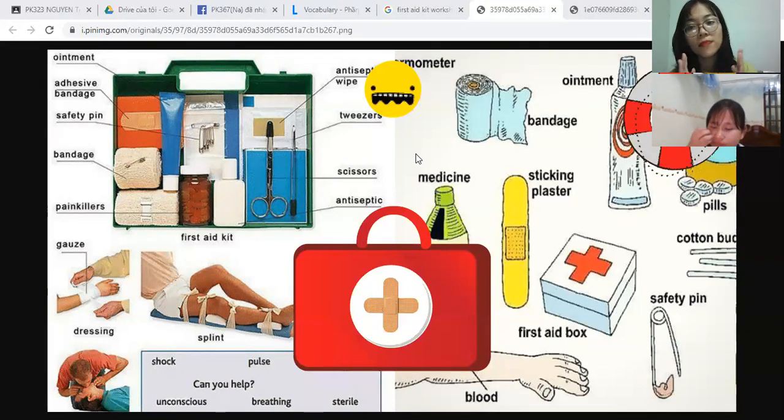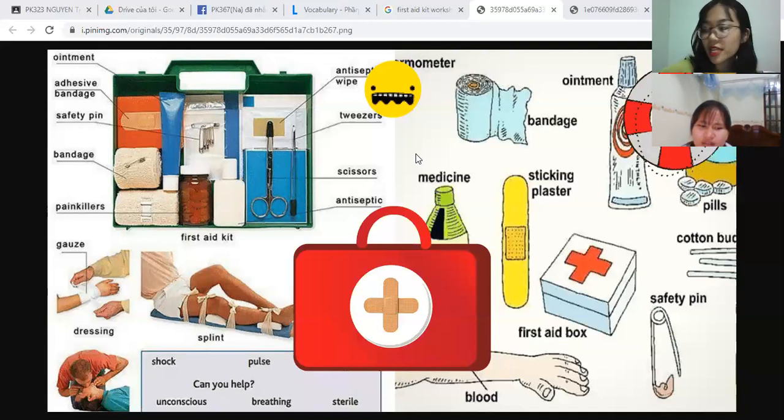Okay, so our first aid kit in our house, we only have the fixed kit. Is it correct? This means that we can only find it in one place. Not two places, not three places. It cannot move. Okay, can you understand? It cannot move.